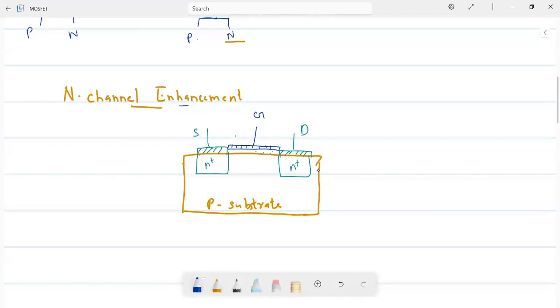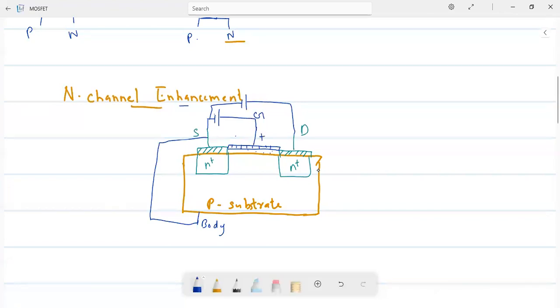As it is enhancement, no channel is present right now. So how can we create the channel? We need to apply voltage to the gate, and biasing needs to be provided across source and gate. We said MOSFET has three terminals, drain, gate and source. But actually one more terminal will be there, that is body. Normally it is not shown outside, it will be shorted with your source. That is an internal connection. The source is negative and the gate positive, and in the same way, source is negative with respect to drain.